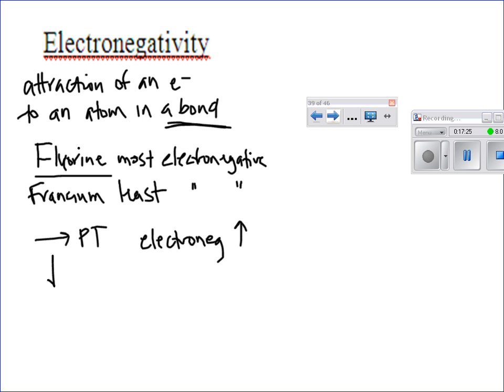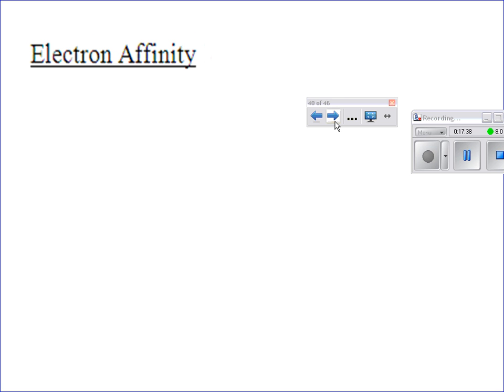As you go down the periodic table, electronegativity decreases. Okay? That's all I need to say about that one. It's a pretty simple one. Moving on to one that's not often covered, and I don't want you to freak out about it, but I do want you to think about delta H and signs of delta H.